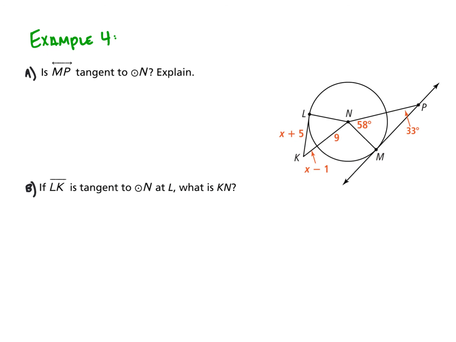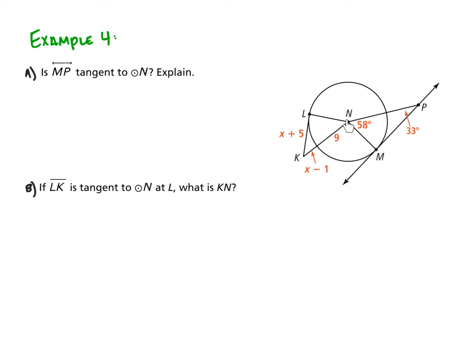Now we have one more example that's going to use those two theorems that we learned about a few minutes ago. A little bit more complicated picture happening here, we see. First of all, we're asking, is line MP tangent to the circle N? Is this a tangent line? And so what do we know about what's happening with line MP?